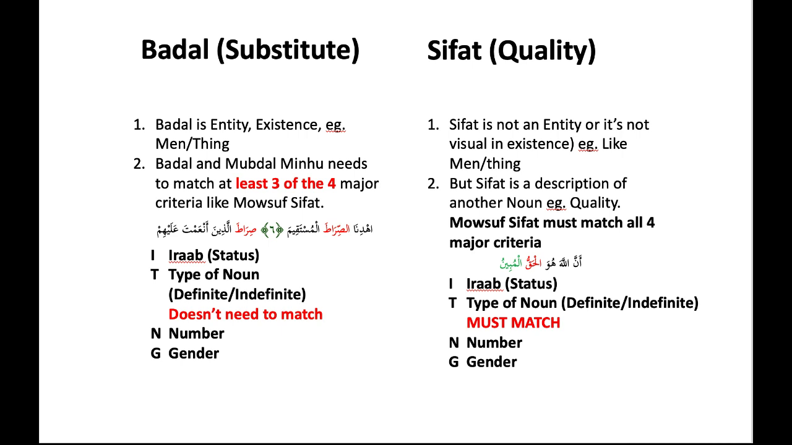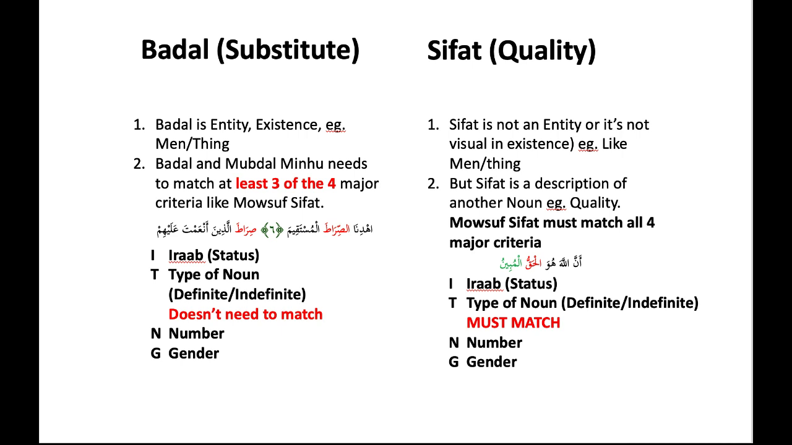Going back to sifat, sifat is a description of another noun, for example, quality. It can be good quality, it could be bad quality. And Mawsuf Sifat must match all 4 major criteria of ism.